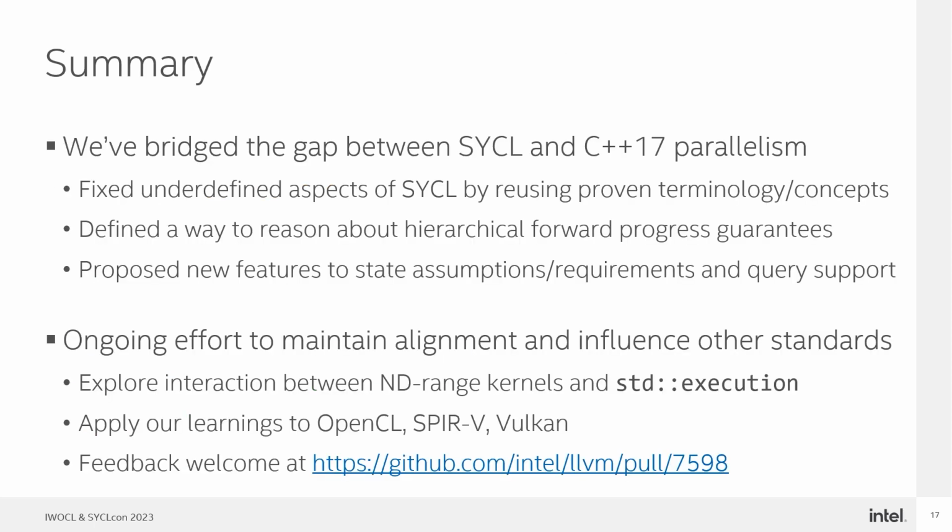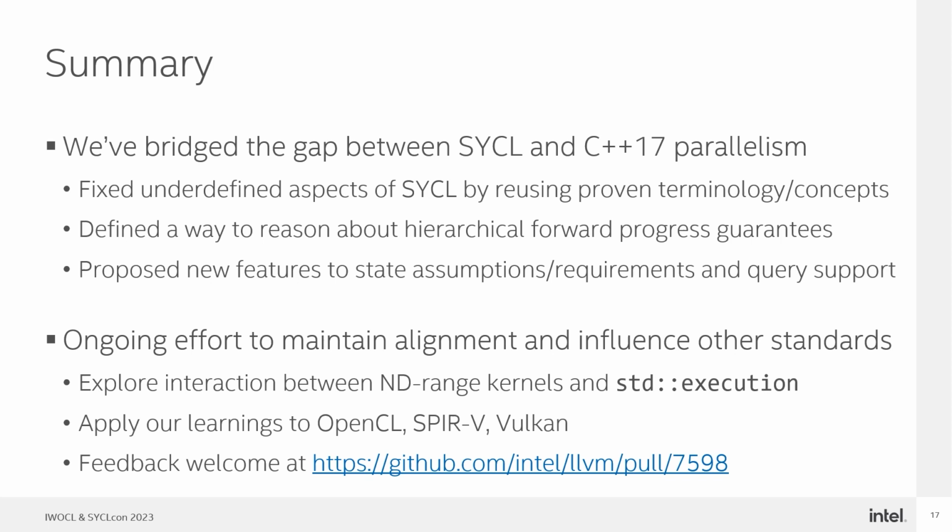Okay, so in summary, this work bridges the gap between SYCL and C++17 parallelism. By trying to align the terminology used by SYCL and C++17, we've been able to identify and fix several aspects of SYCL that were previously underdefined. We've also developed a new mental model for reasoning about forward progress guarantees in situations with hierarchical or nested parallelism, and we've shown how this mental model applies to the ND range parallelism in SYCL. And the final component of this work is our proposed extension, which adds new features allowing developers to explicitly state the assumptions that they're making, which might impact the portability of their kernels.